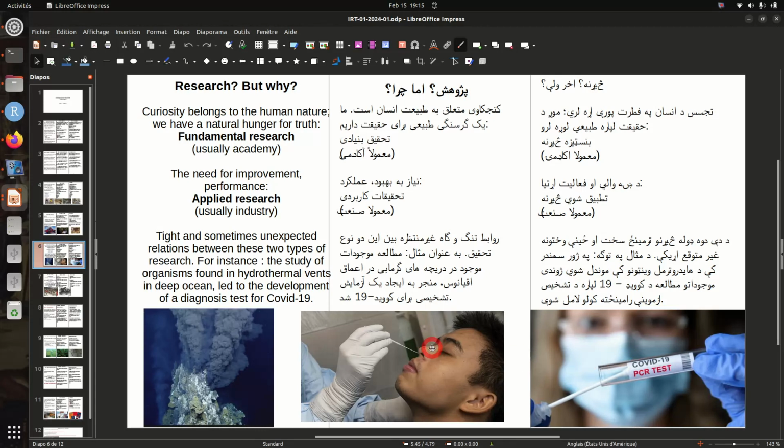So if you have done one of these tests, then you have used, indirectly, the consequence of fundamental research. So fundamental research can feed applied research, and there are some really good examples if you consider, for instance, the discovery of the Big Bang sound, that applied research can go back to fundamental research as well.